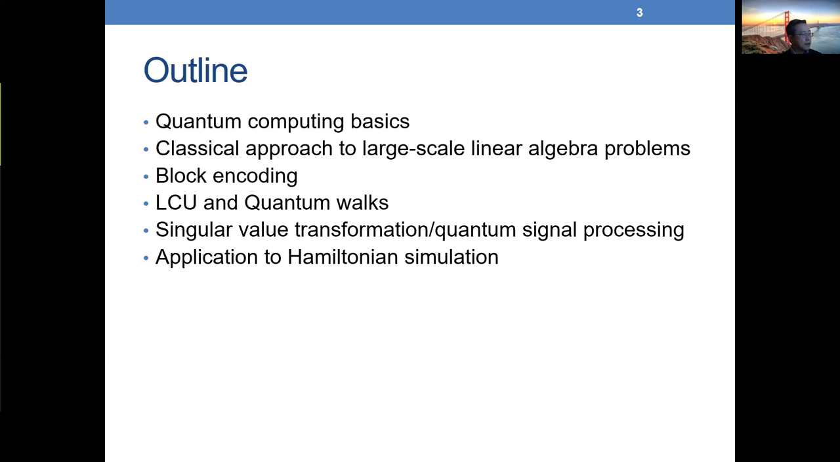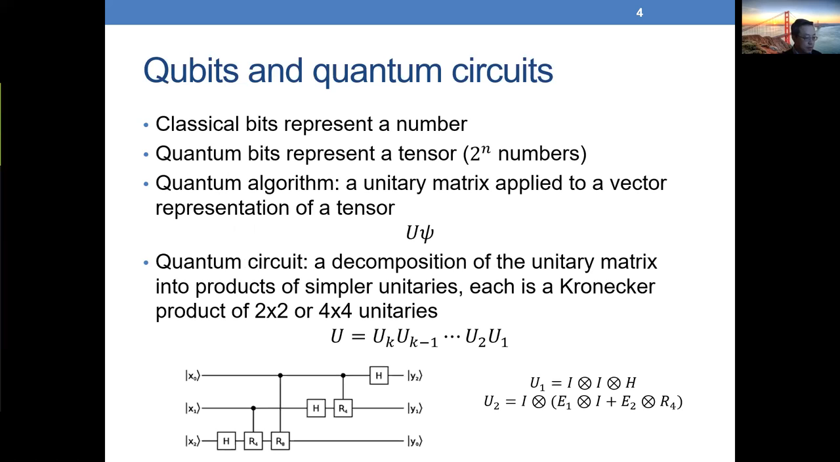Okay. And then in the end, if I have time, I also mention a little bit about, in addition to just solving classical linear algebra problems, this sort of technique can also be applied to Hamiltonian simulation, where you have to basically approximate a matrix exponential. Okay, let's see. So let's go over some basics.